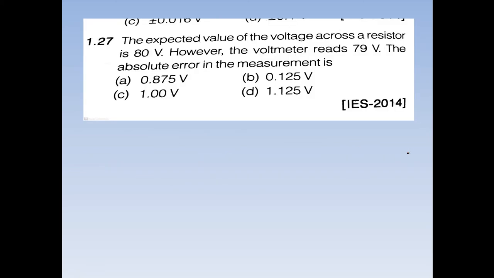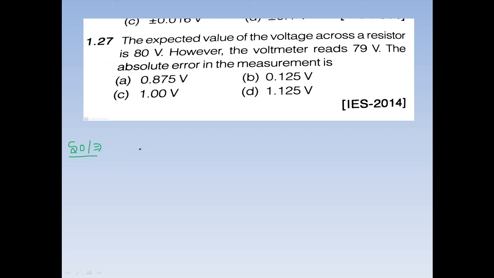So now let us solve one question that came in IES 2014. The question stated that the expected value of the voltage across a resistor is 80 volt, and we have to find the absolute error of the measurement, where the voltmeter reads 79 volt. Just try to write some points.